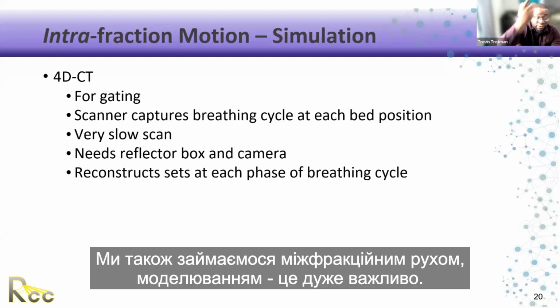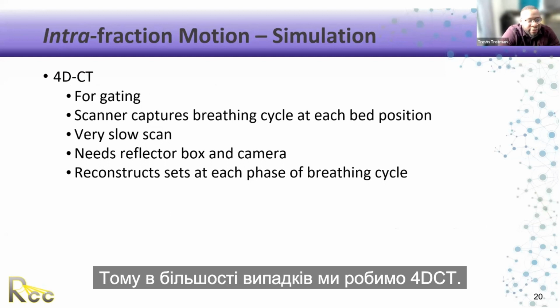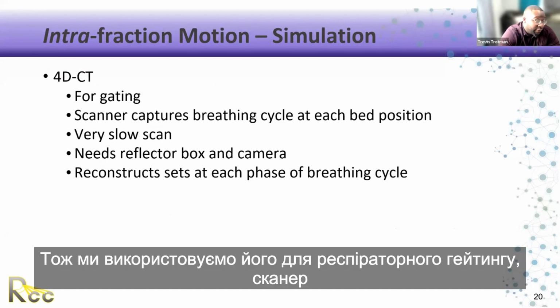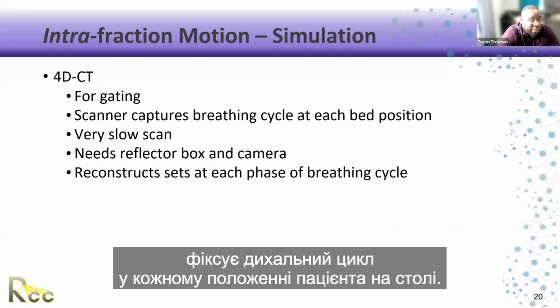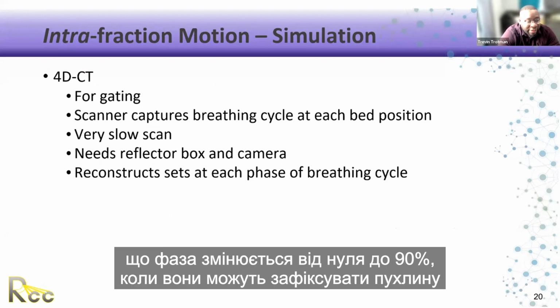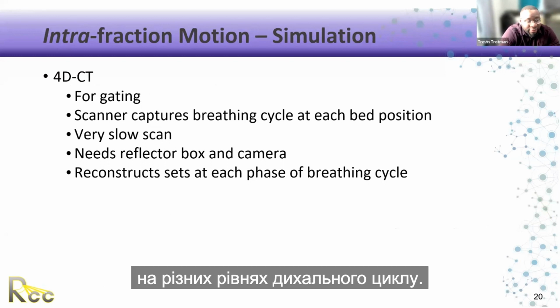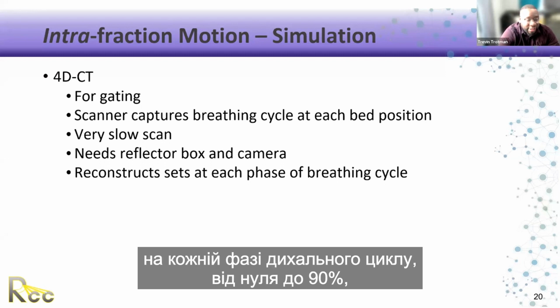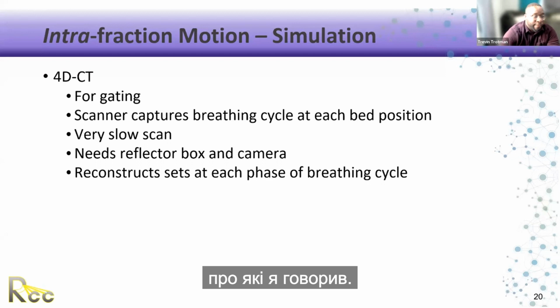Intrafraction motion, we also, simulation is a big one. A lot of our cases, we do 4D CTs, so we use it for gating. The scanner captures the breathing cycle at each bed position. With the 4D CT, at simulation, you'll see that phase binning where it's from 0 to like 90%, where they can capture the tumor at different levels of the breathing cycle. It's a very slow scan. You need a reflector box and a camera, and it reconstructs sets at each phase of the breathing cycle, that's 0 to 90%, which I was talking about.